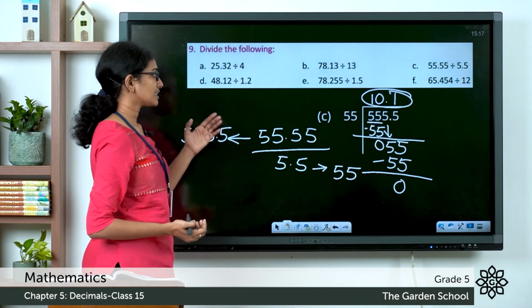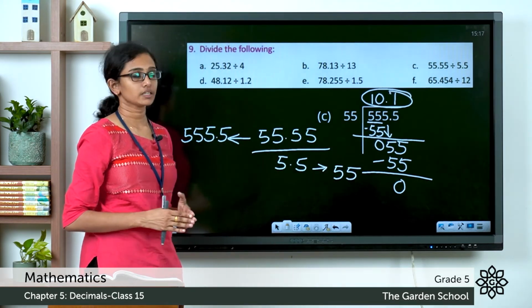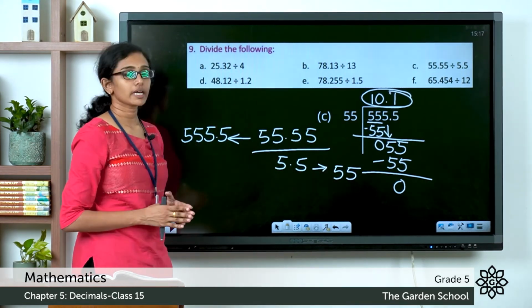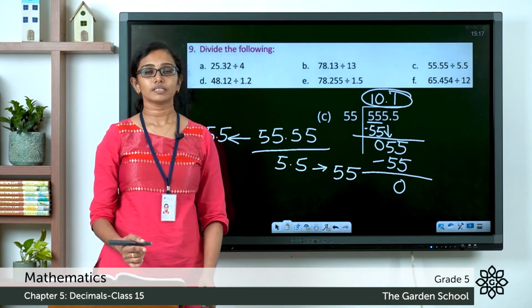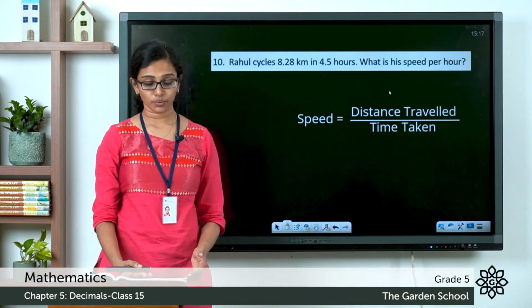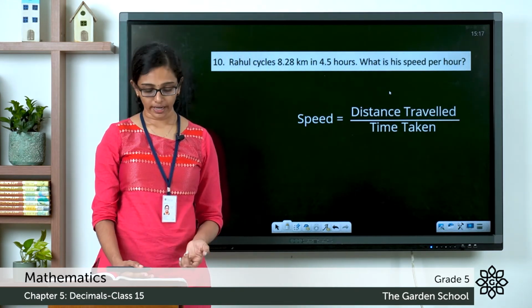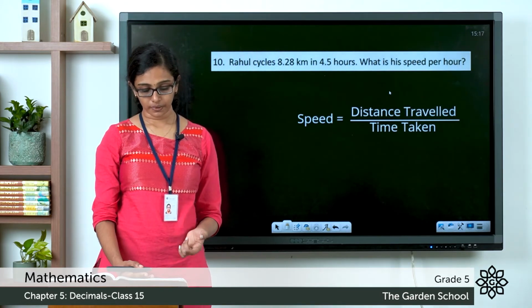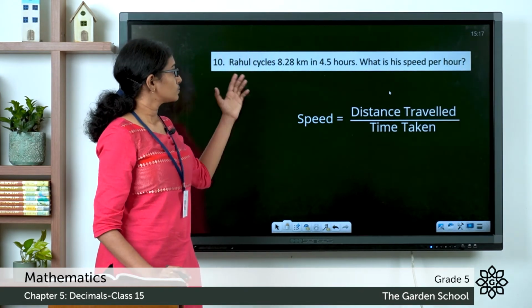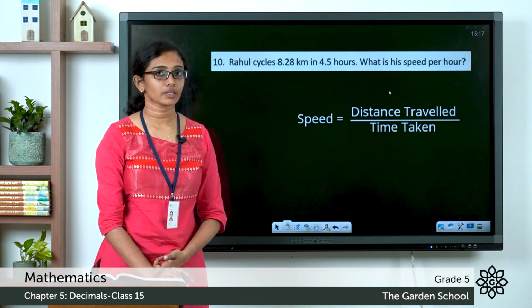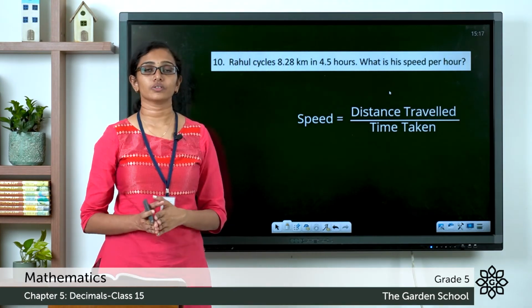So, we have done the division of a decimal number by another decimal number. Similarly, you can complete the other questions. Now, let's see the next question, which is question number 10. Rahul cycles 8.28 km in 4.5 hours. What is his speed per hour? So, the distance he is traveling is given in the question, and the time he takes is also given.